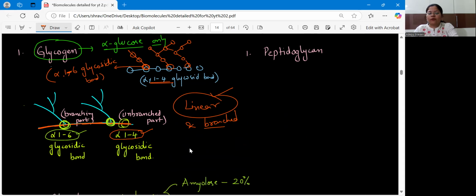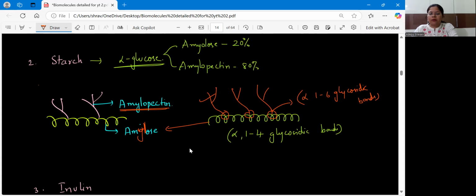Whereas in case of starch, amylose will be helical. This is helical. Amylopectin will be linear. But if you put together, both of them are branched. So glycogen and starch are branched polysaccharides.